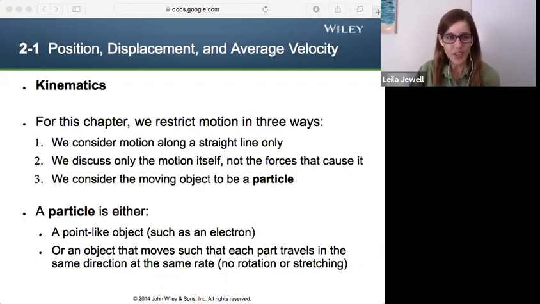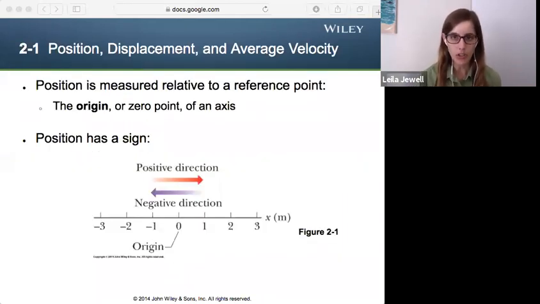All right, so to describe motion, we're going to define some variables. Some of these may be pretty familiar to you already, but we want to make sure we're all on the same page with understanding them. First up, we have position. Position is measured relative to a reference point. That reference point is usually the origin, the 0 point on an axis. So on an axis, there's a point that's labeled 0. So we say position is measured relative to that.